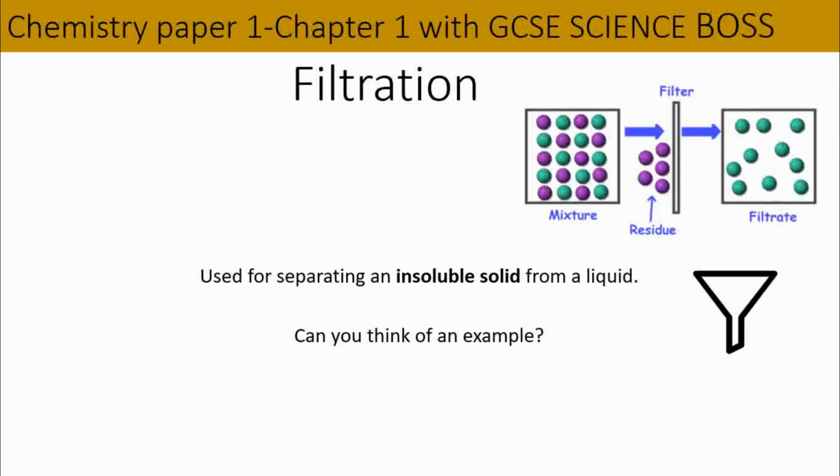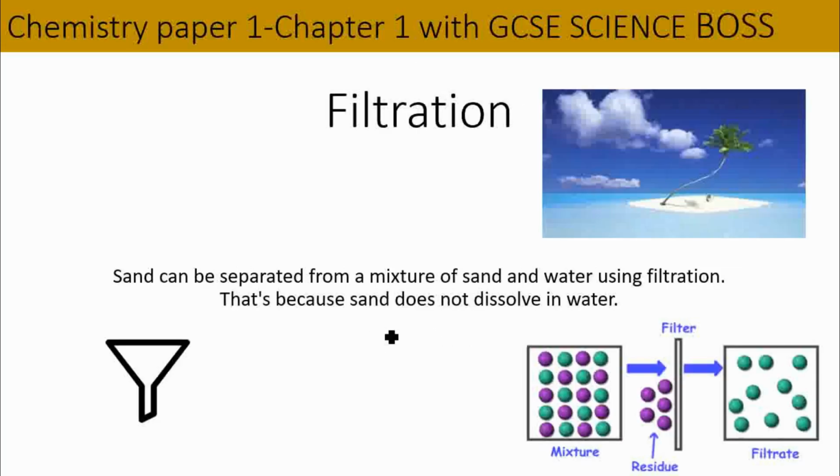Now, filtration, we use this to separate an insoluble solid from a liquid, and we use a filter paper. The filter paper has small holes, or small pores, which will allow small substances to pass through, but big substances cannot pass through. An example of this is sand and water. So you can separate sand and water through filtration, or anything which is insoluble.